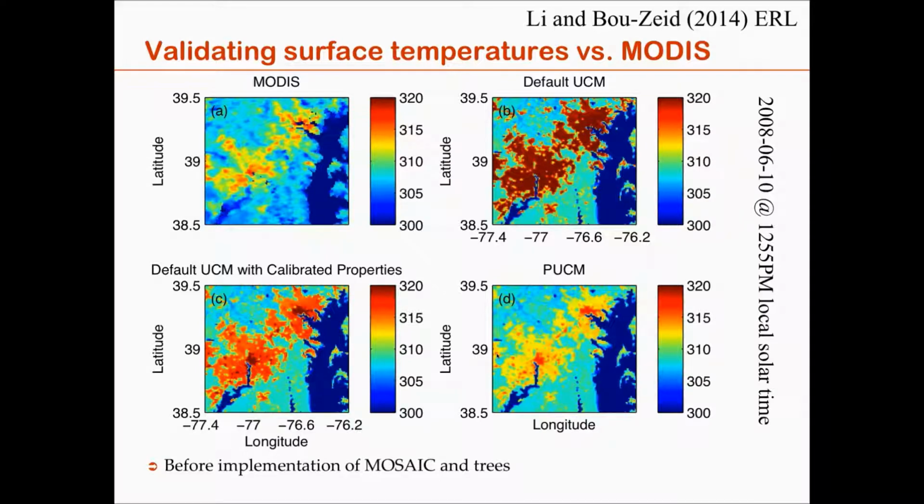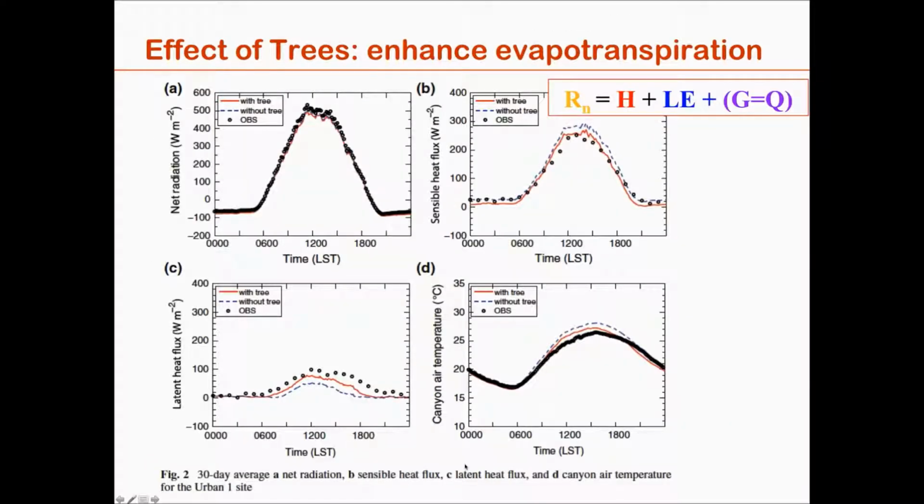And one of the main aspects was the hydrology. Without capturing the evaporation and the evaporative cooling correctly, you really have no chance of capturing observations well. So as you see, our model matches the pattern much better than the default UCM in WRF. In this case, there was no mosaic and no trees. This is before we implemented mosaic and trees.